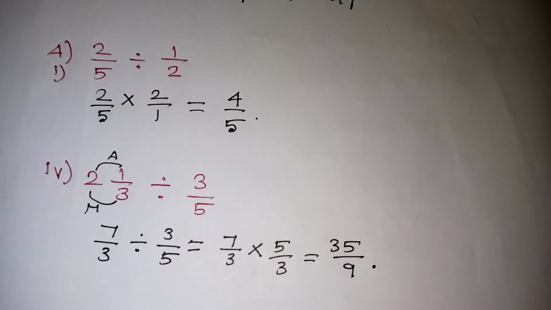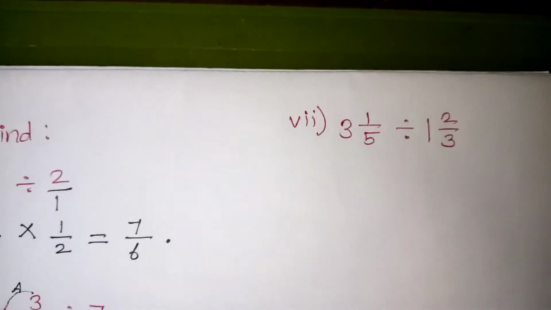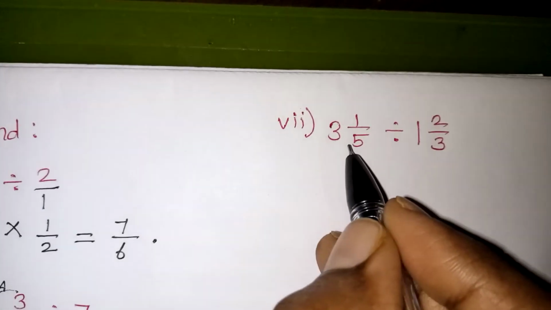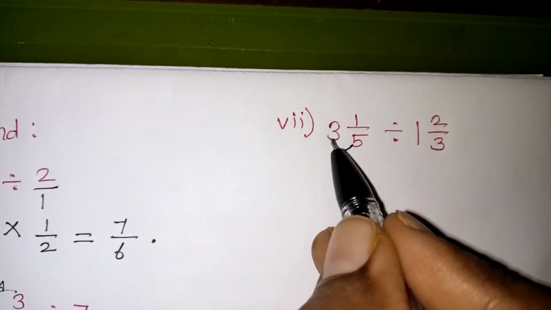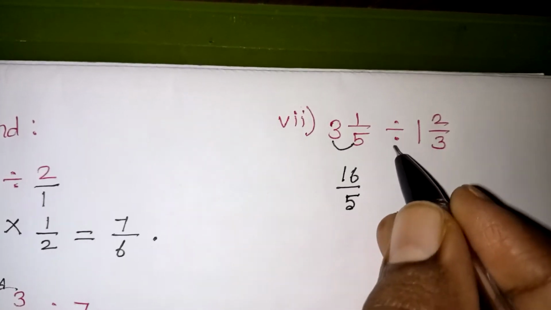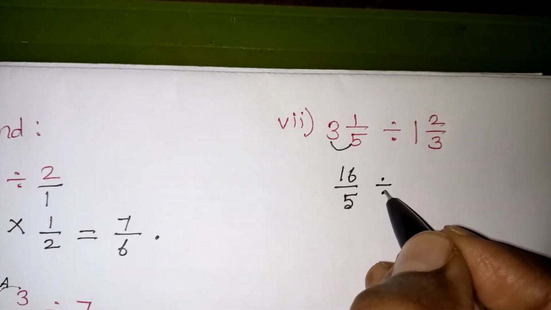We'll move on to the second problem now. So both are mixed fractions given. Let us change it into improper first. 5 3s are 15. 15 plus 1 will be 16. So 16 by 5 is this fraction. Keep this symbol as it is now.